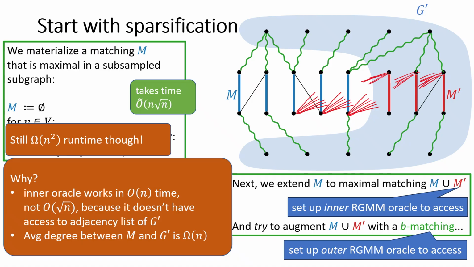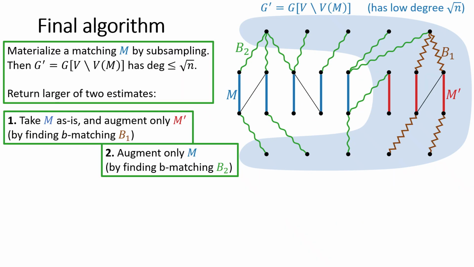Okay, so still n squared, but we will soon get, with just one modification, down to a good running time. So our final algorithm, no more non-working stuff, I promise. This is the final algorithm. Okay, what do we do? The first step is the subsampling step. We build this matching M by subsampling, and then this G prime has low degree.